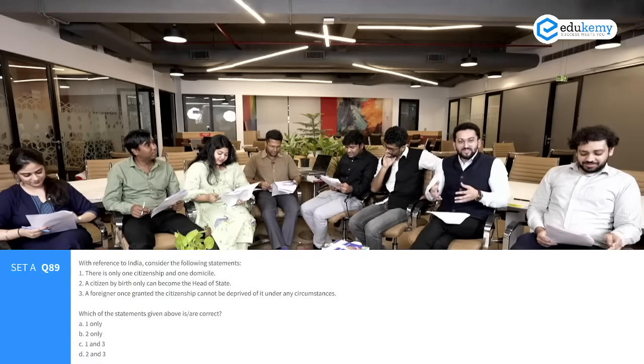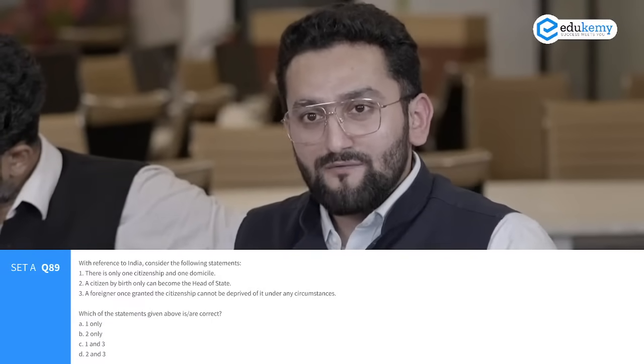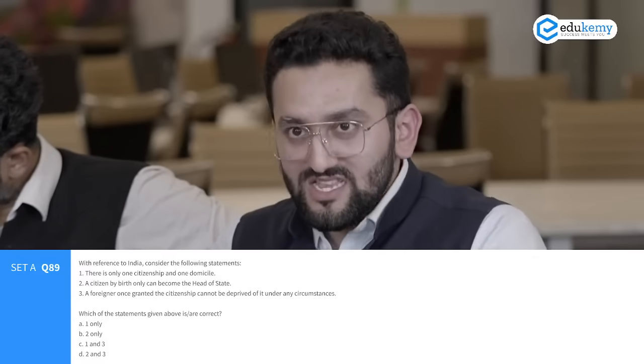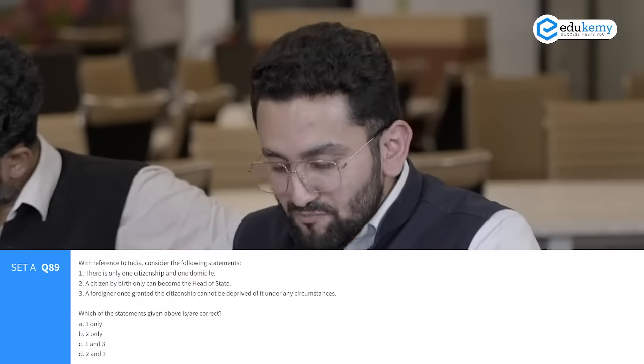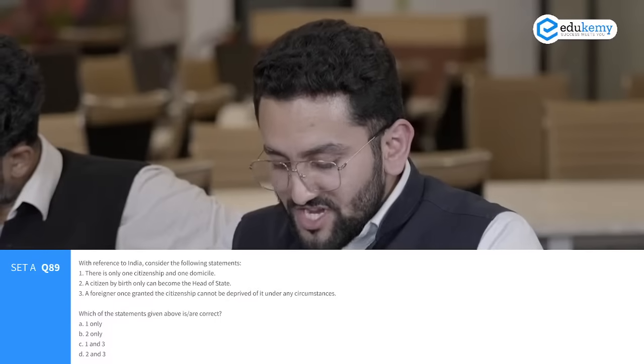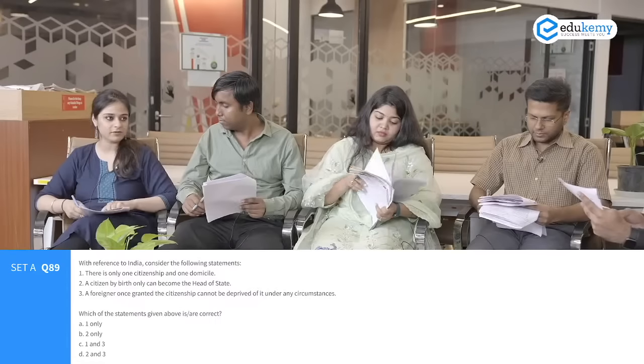Means third statement तो मतलब सरासर से भी सरासर गलत है, because when you go to the Citizenship Act, you talk about RTD: renunciation, termination, deprivation, means the power lies with the government. Okay, so going by the logic, A, only one is correct. I think Shashank, in this again we would stick to the concept that set your basics right.